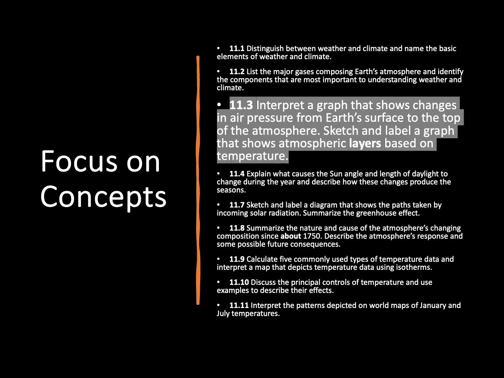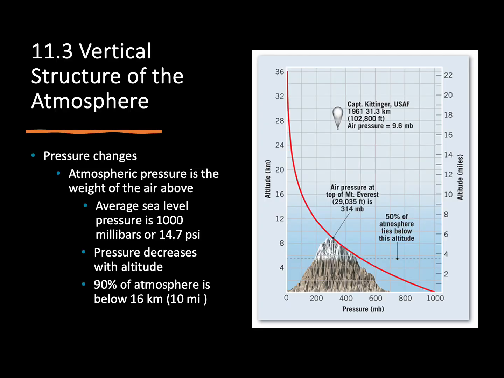In this video, we're going to talk about the four major layers of Earth's atmosphere and how things like air pressure and temperature change within each layer. In this chapter, we're going to talk a lot about air pressure and altitude.